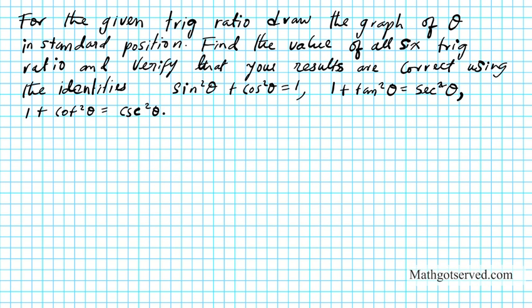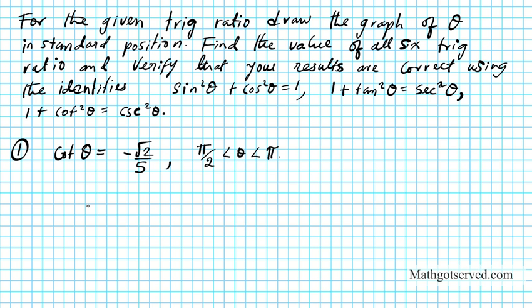Okay, so let's take a look at question number 1. We have the trig ratio cotangent theta equals negative root 2 over 5, and theta is between pi over 2 and pi. So pi over 2 is less than theta, and theta is less than pi.